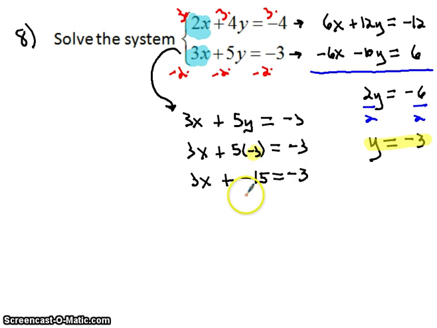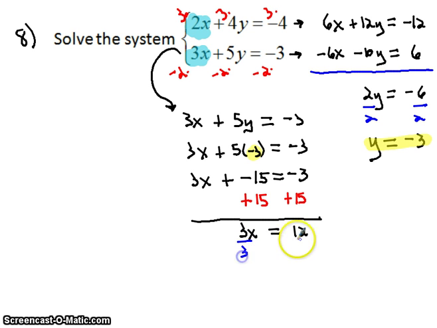Well, to zero pair the negative 15, I will add 15. I end up with the equation that 3x, 15 and negative 15 make a zero pair, is equal to 15 and negative 3, which is 12. I can now divide by my x coefficient and get the value that x is equal to 12 divided by 3 is 4.